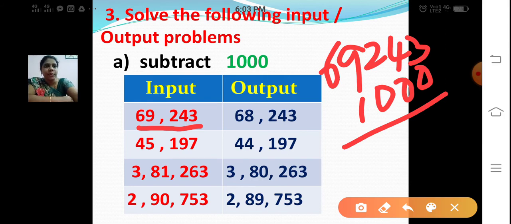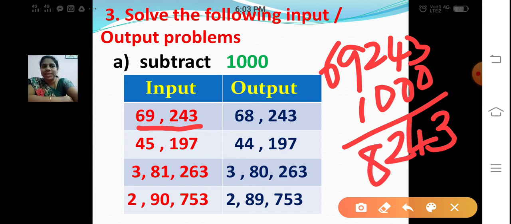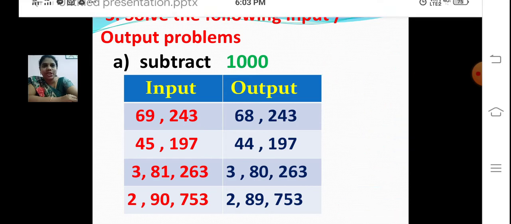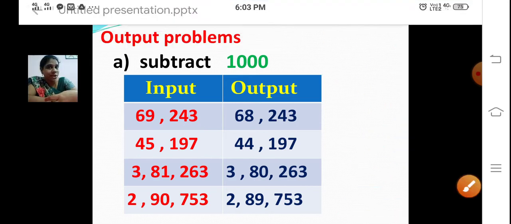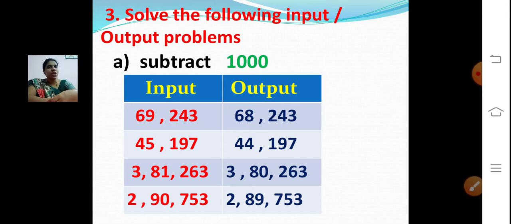3 minus 0, 3. 4 minus 0, 4. 2 minus 0, 2. 9 minus 1, 8. And 6. So what is my answer? 68,243. Right? So when you subtract, just subtract only the thousands place so that you will get the answer. 69,000 is there. When you subtract 1,000, 68,243. Now let's move on to the next one.